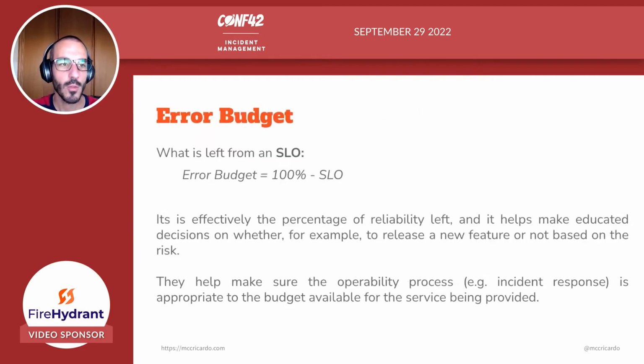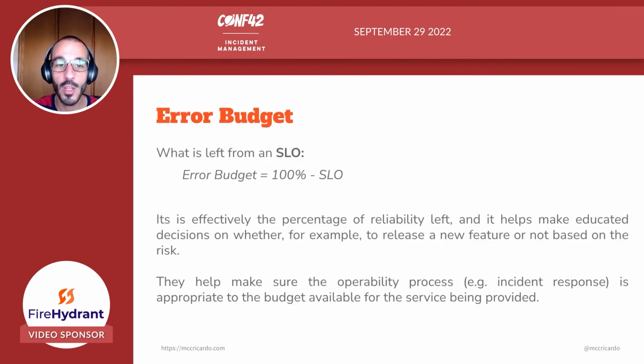So moving forward, we touched briefly before on error budgets, but essentially an error budget is what is left from an SLO. If I consider that 100% means my service is always reliable, the error budget will be 100% minus what I define as the SLO. So if it was 2 nines, it will mean that I'll have 1% of error budget left. So it's effectively the percentage of reliability left, and it can help us make educated decisions on whether, for example, to release a new feature or not, based on the amount of risk that we can take.